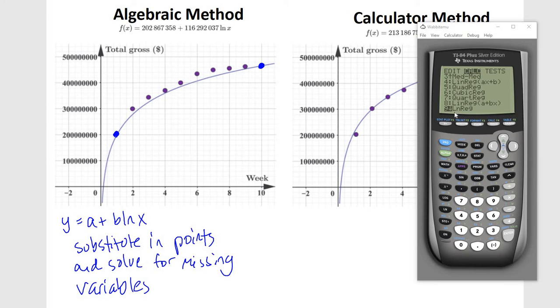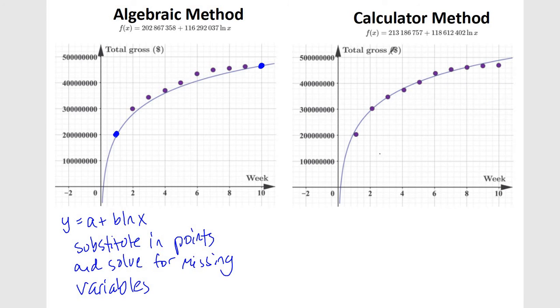Sorry, you would go to the natural log regression. I thought it had the equation next to it. I guess I was thinking of linear regression. Sorry. So ln is natural log regression. Then you just make sure you pick your lists, and then you can store your equation too if you'd like. And that's where we get this answer.